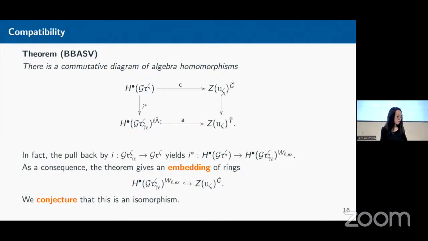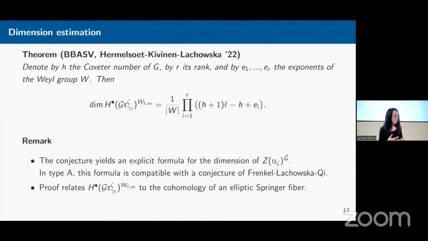And right, so why is this useful? Because the center of a small quantum group, as we'll see also later, is an important object of study, but it's quite complicated, and you want to understand its dimension. But despite the effort of many people, it's still unknown until now. But with this, we can give some estimation of the dimension of the center. So this is also part of our work, and also independently proved by Hemelsoet and Lachowska.